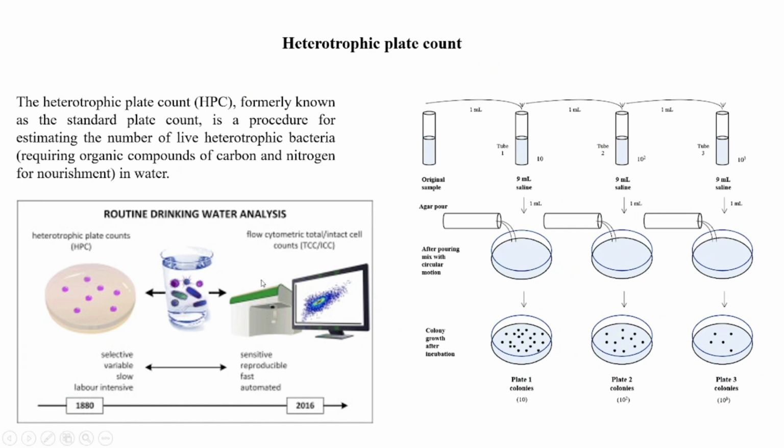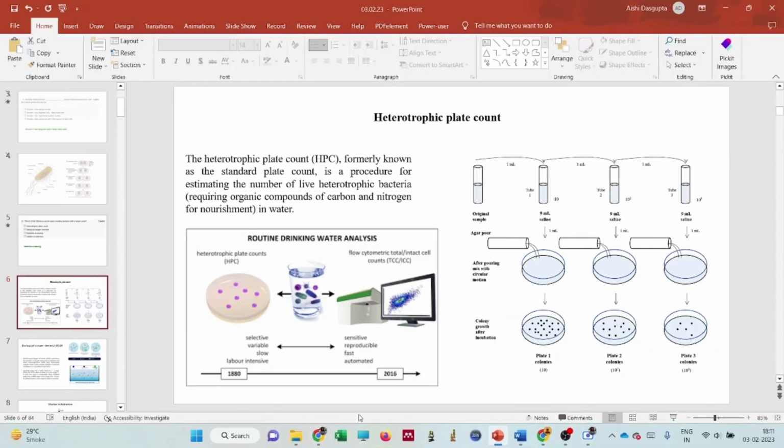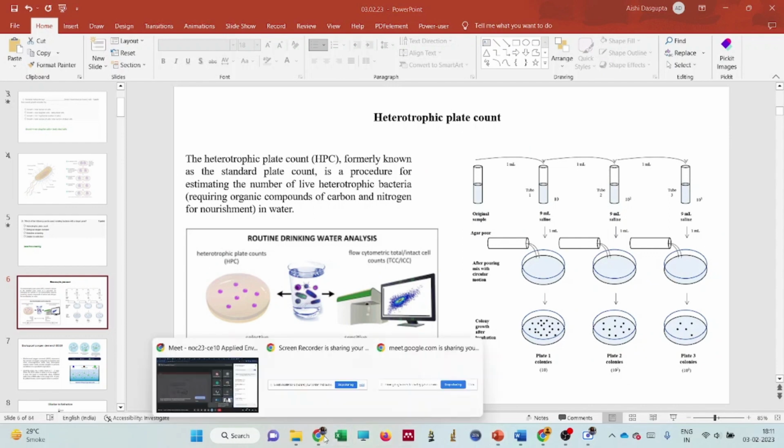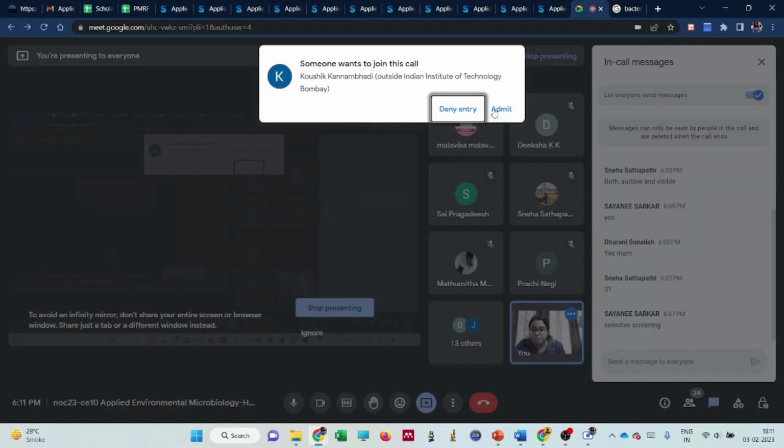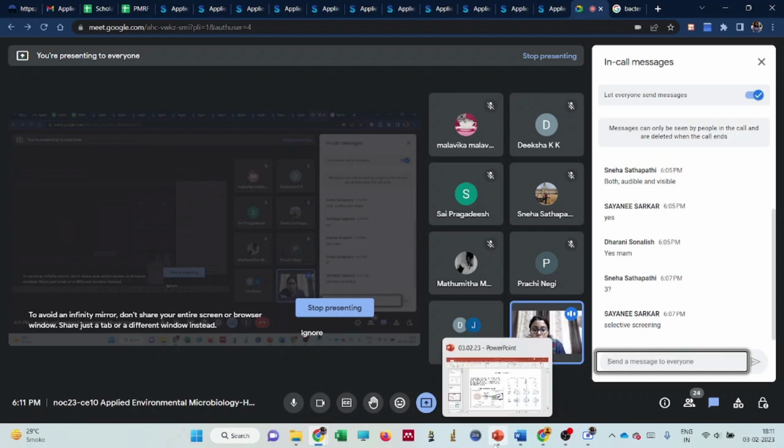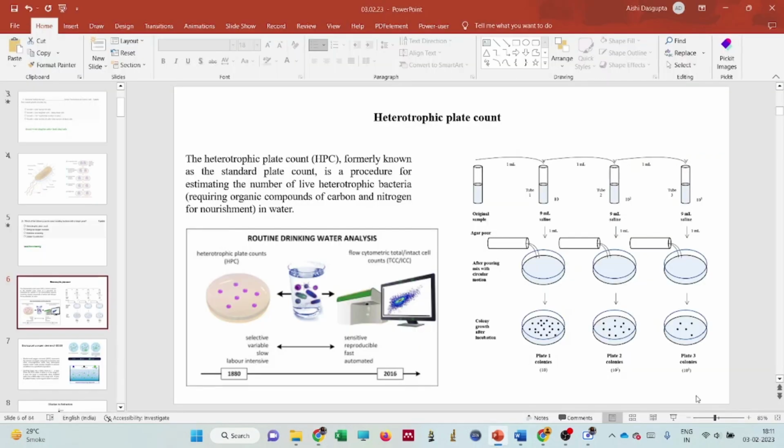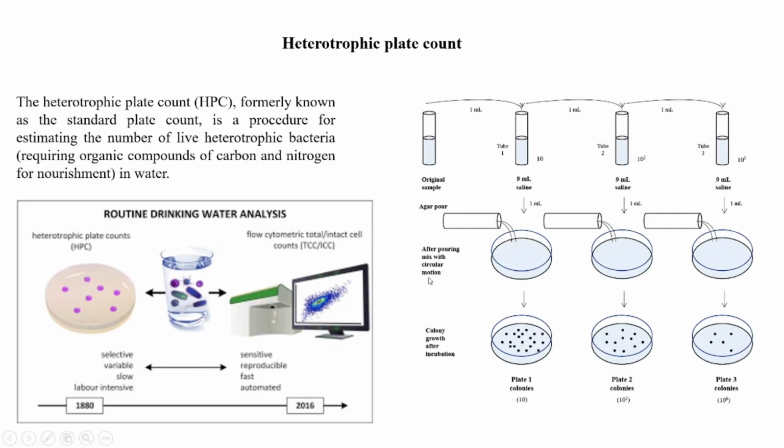And this is another sketch that I thought I should add. This heterotrophic plate count method is still very popular, but it was more popular way back when we didn't have a lot of technologies to rely on. Now there are much more advanced technologies that we use to count cells.